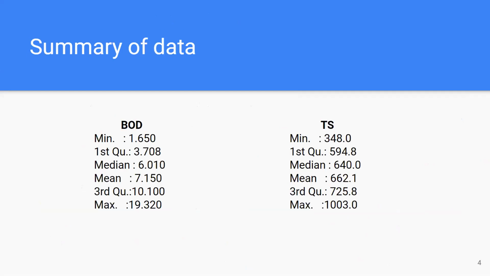This is the summary of the data for the BOD and the TS. The next.